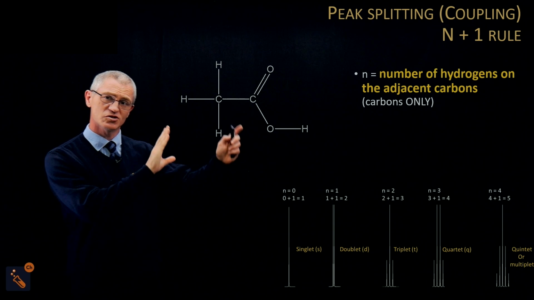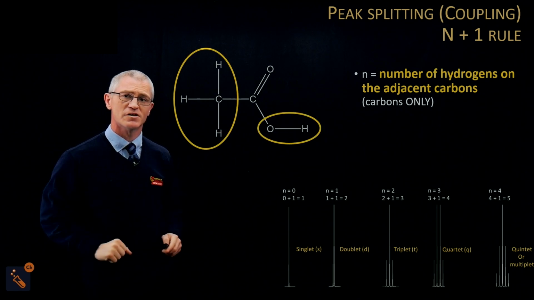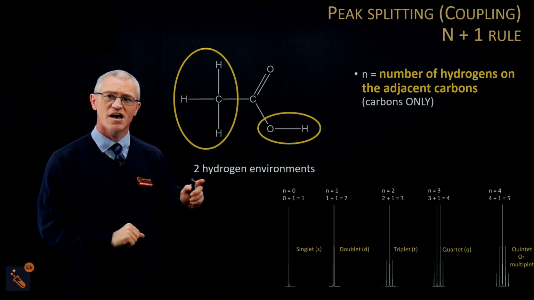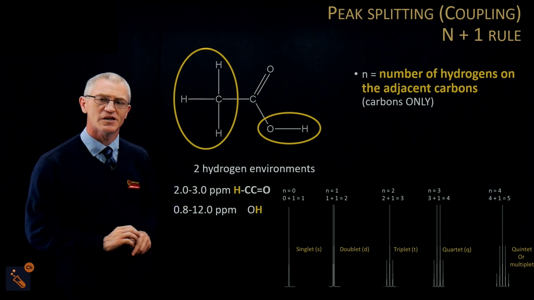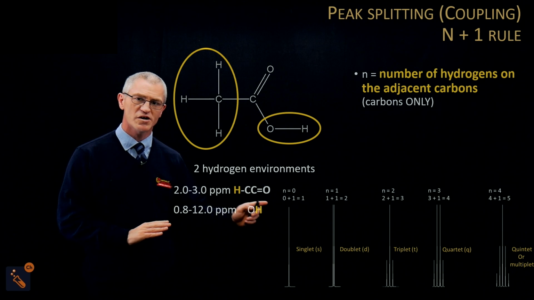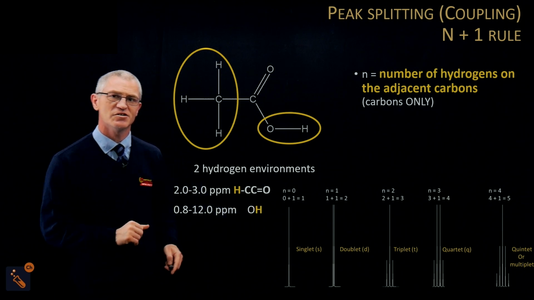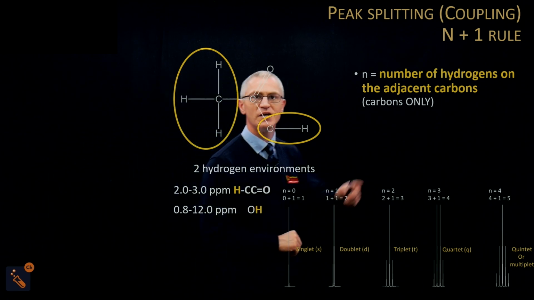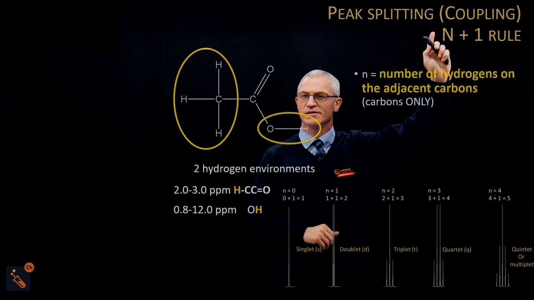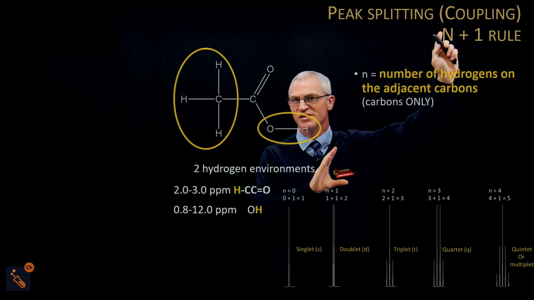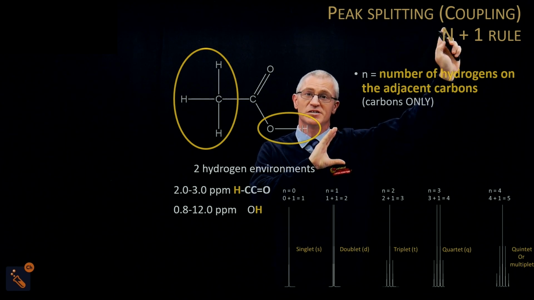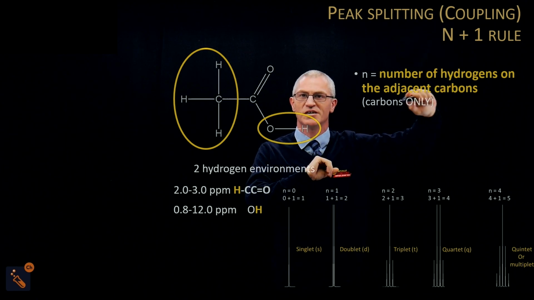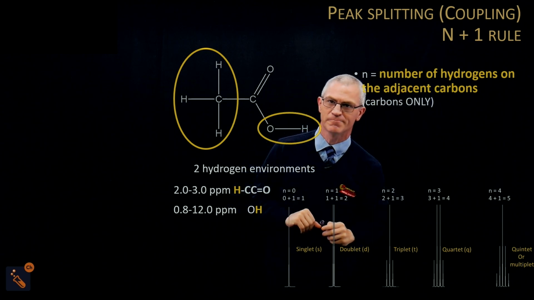We think we've got two environments, here and here, okay, an OH and a CH3, and those two environments we think are going to come out between those two places. We now need to decide what kind of peak splitting we're going to get. Now notice as well, if I go up here, I've also put the word coupling in. So the word coupling is sometimes mentioned. I know when I was doing my degree we used the word coupling, not peak splitting. Okay, so if you see coupling, it just means peak splitting.